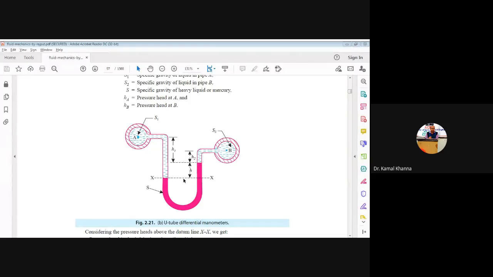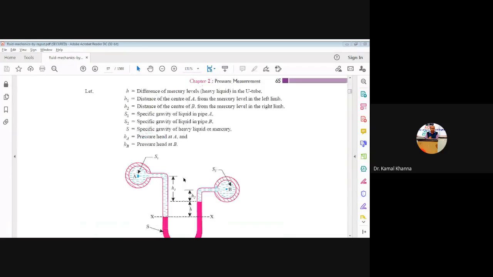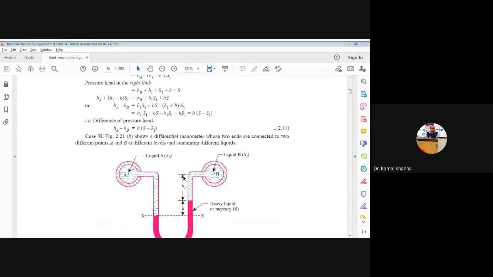So basically, in this differential manometer, we are using three different liquids. One is a reference liquid, and two are the liquids whose pressure difference is to be measured. These two liquids are not placed at the same level. As they are placed at different levels, you can see the various notations which are being used here.